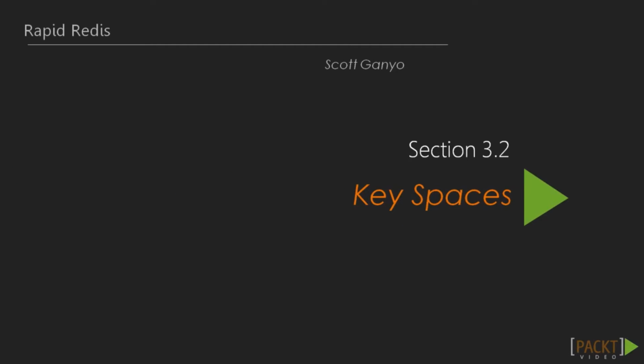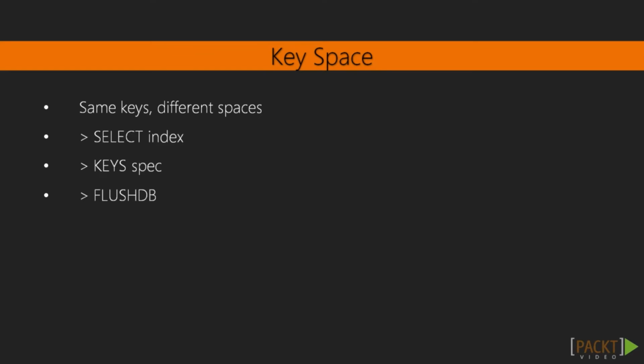Key space. So a key space in Redis is nothing more than a namespace that allows you to use the same keys with different values. You can think of it as a SQL database. A SQL database allows you to have the same tables and same columns in different databases with different values stored in it. It works the same way in Redis.